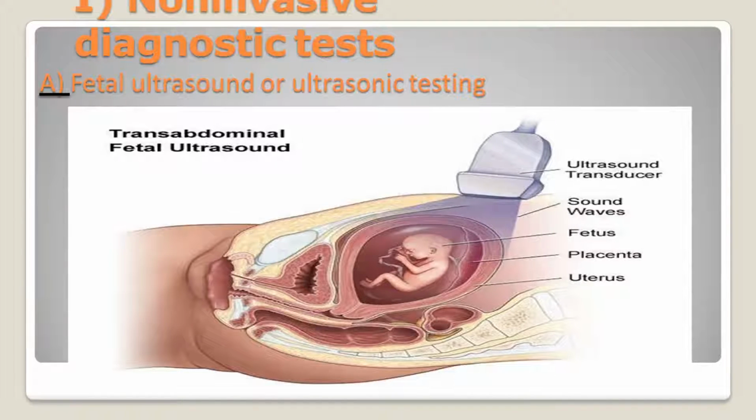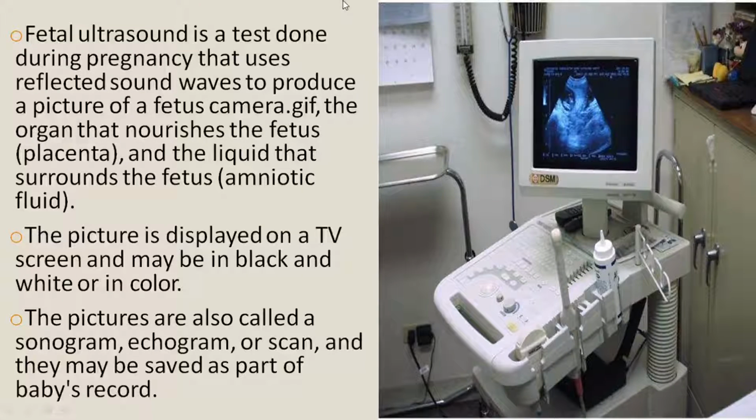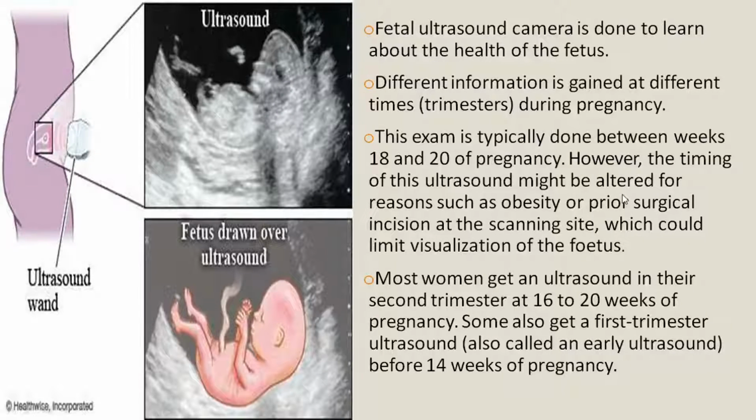The non-invasive diagnostic is fetal ultrasound. Fetal ultrasound is a test done during pregnancy that uses reflected sound waves to produce a picture of a fetus, the organ that nourishes the fetus, that is the placenta, and the liquid that surrounds the fetus, that is the amniotic fluid. The picture displayed on the TV screen may be black and white or in color. The pictures are also called sonogram, echogram, or a scan, and they may be served as a part of baby's record. Fetal ultrasound is done to learn about the health of the fetus.